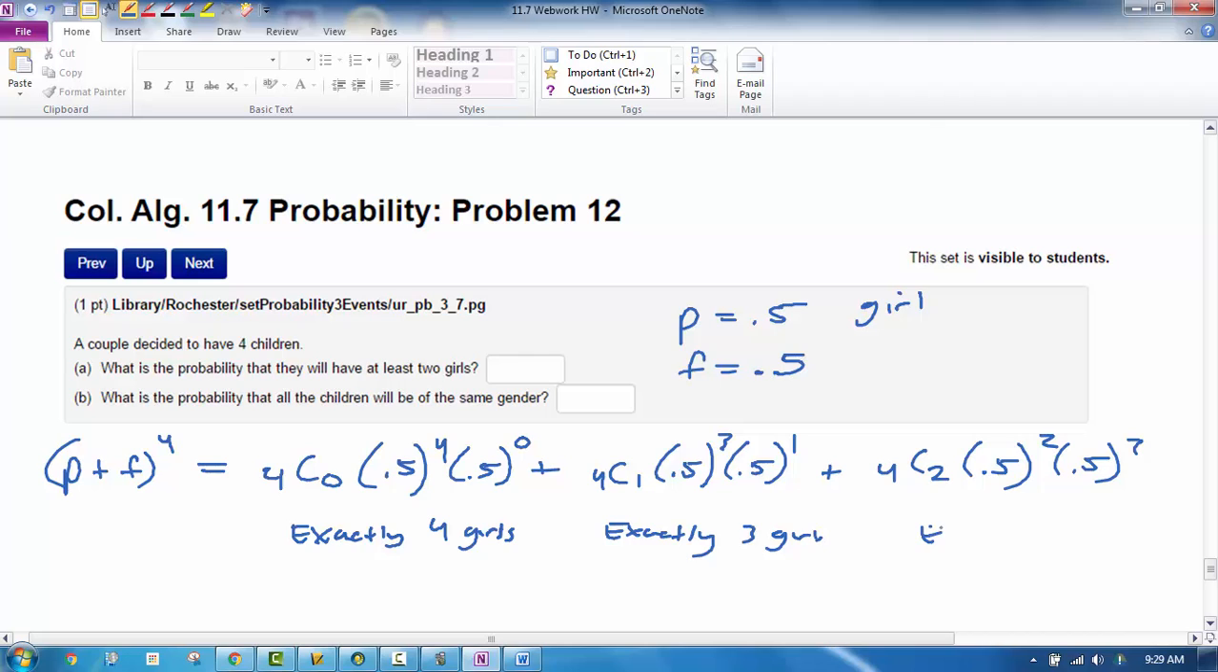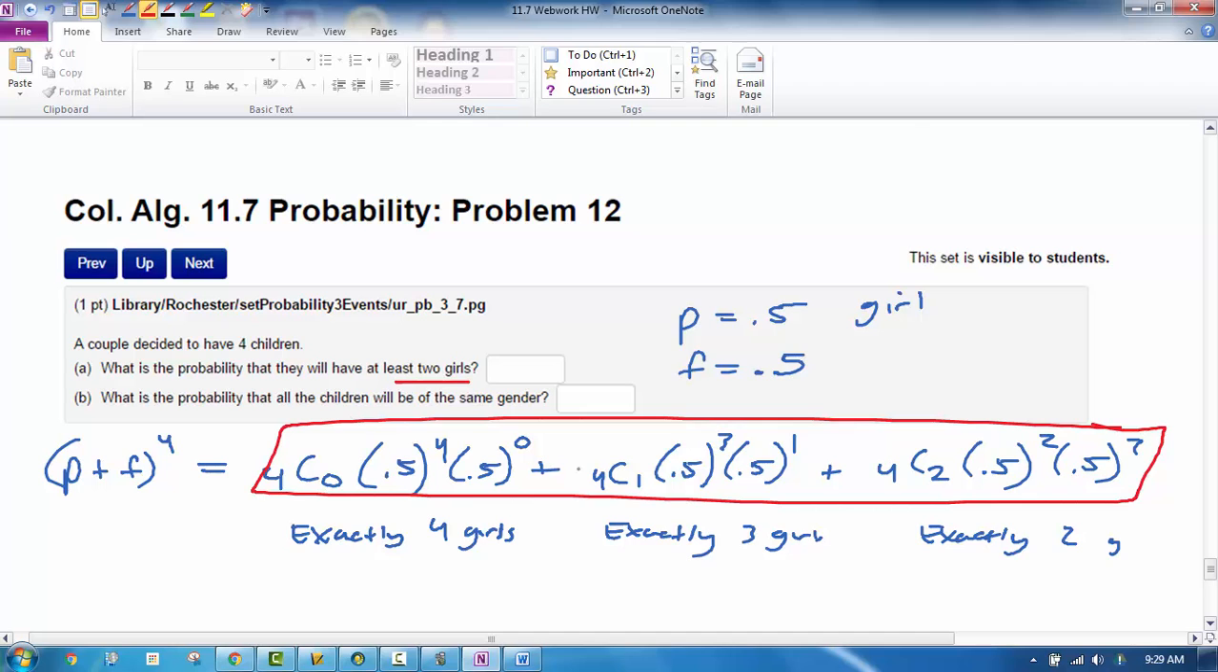This is the probability of exactly 2 girls. And you could go on to get the probability of exactly 1 girl with the next term. But what they want is the probability they would have at least 2 girls. At least 2 girls would be these 3 terms added up then. So we're going to have to add those by hand or use the calculator.